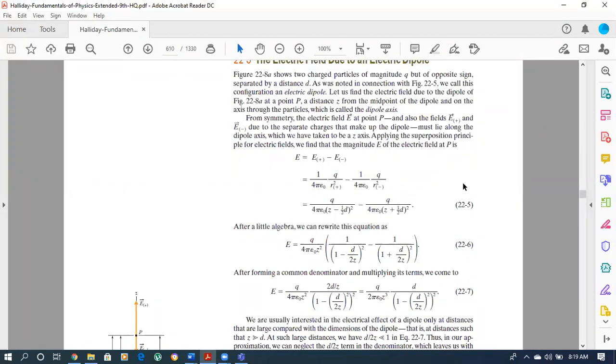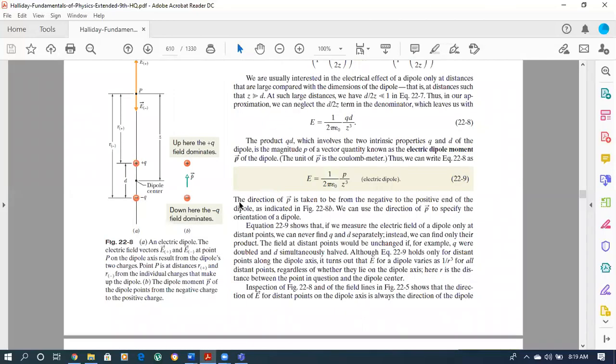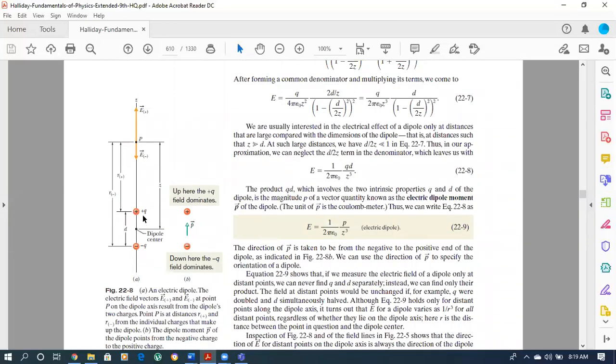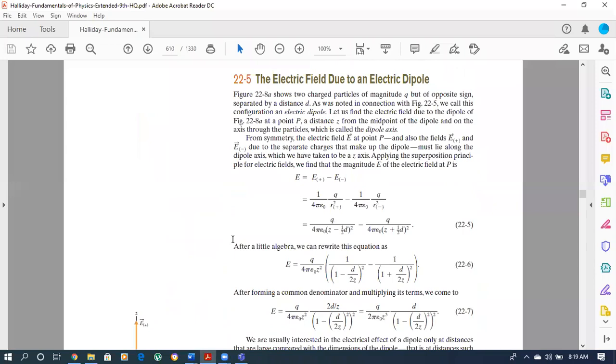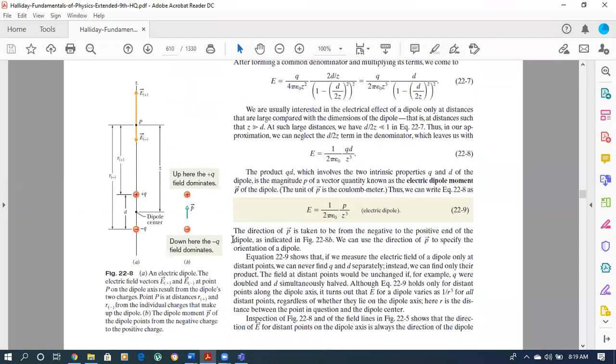I don't think we should go further into detail, but I will briefly describe this diagram: how to understand it and how to draw it. Two charges are placed here. You know what is meant by dipole. A dipole is such charges of opposite nature, which are displaced by such a small distance that they remain under the influence of each other and do not move independently.